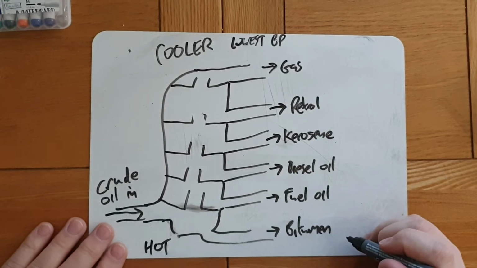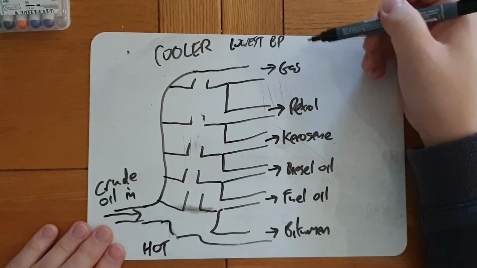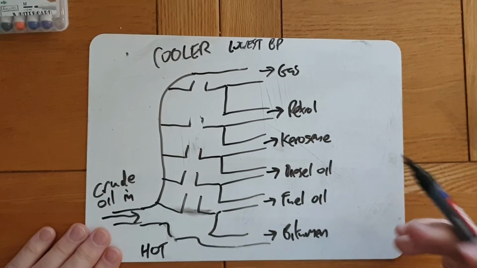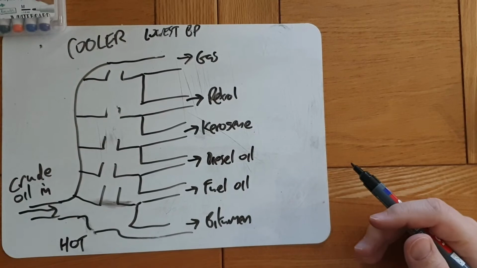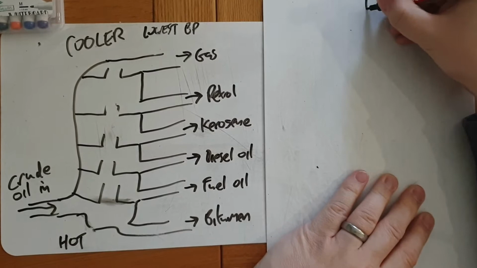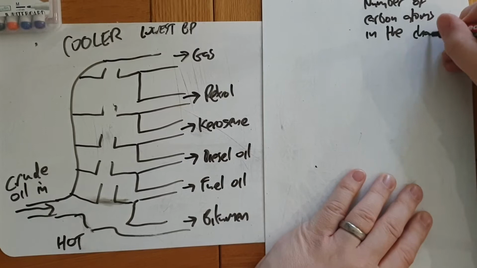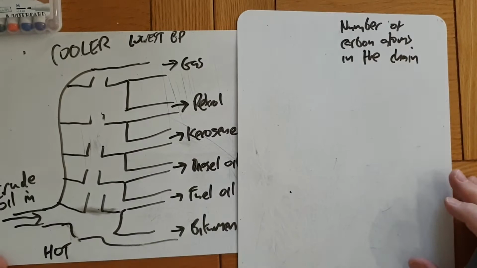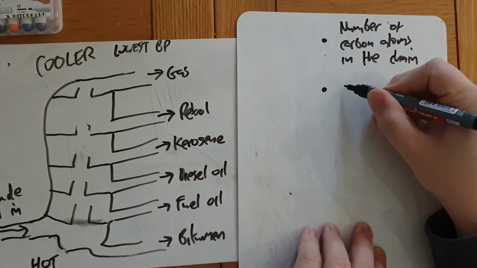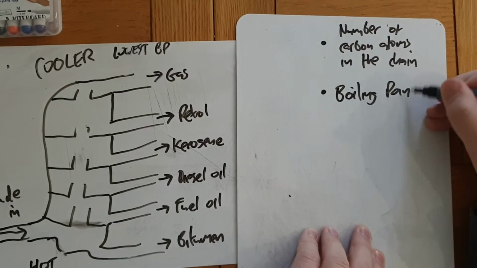So we've separated them based on their boiling points, but you need to know the order of these, you need to know the names of them, you need to know their uses, and then you also need to know the general trend in properties, which is reasonably easy when I tell you which properties you need to know. So you need to know the number of carbon atoms in the chain. I've just realised I'm writing that, and I don't know if that's in shot. Right, yeah. So the number of carbon atoms in the chain is one bit of information you need to know. You need to know the trend in their boiling point.